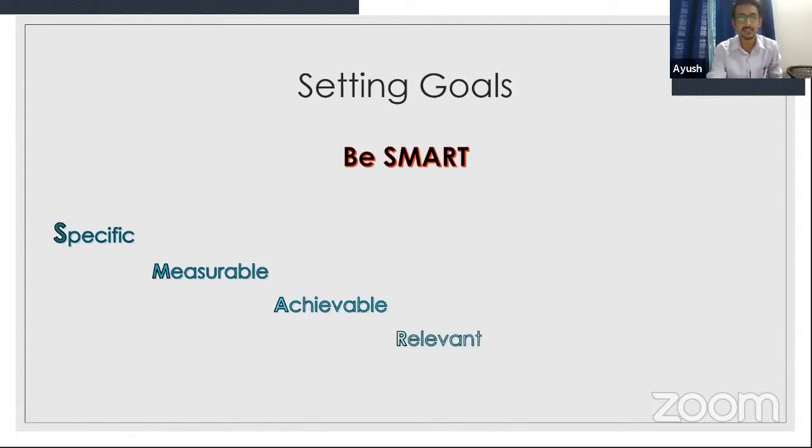And lastly, sorry, second last, it's relevant. Your goal should be relevant, which means that while you are setting your goals, it should not be something distracted.